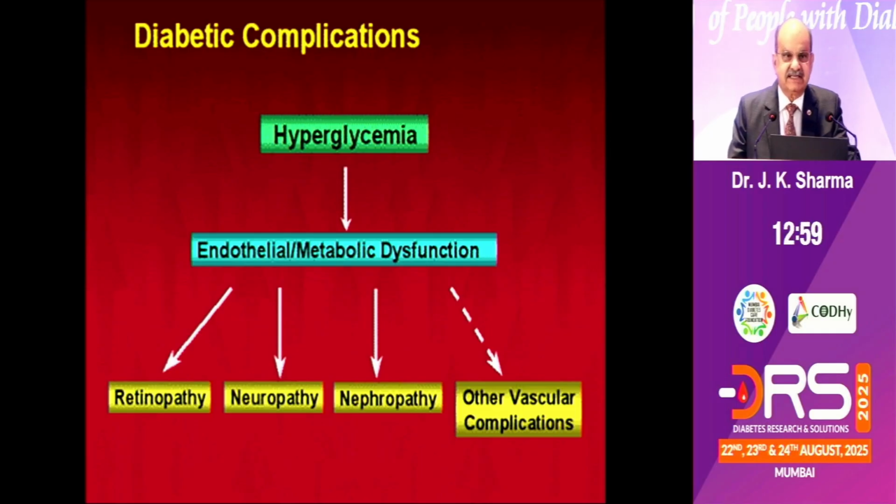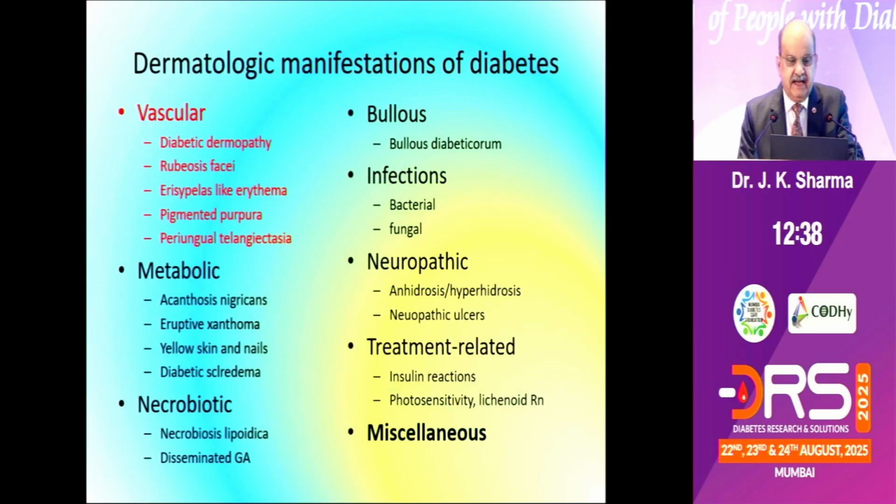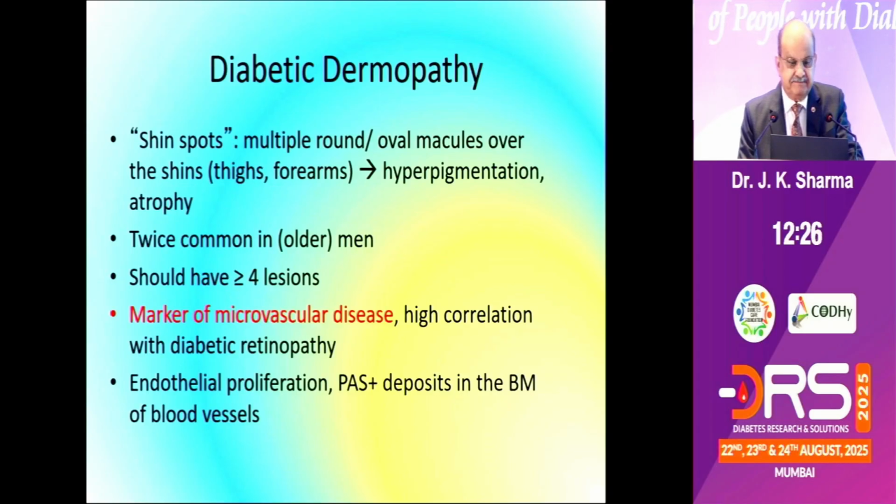And we can see that these are the basic things for anything related to the complications of diabetes in all systems. The pathways are different: the polyol pathway, the hexosamine pathway, protein kinase C pathway, and AGE pathway, but I will not go into detail about these. And we can divide them into vascular, metabolic, necrobiotic, bullous, infections, neuropathic, treatment related, and the miscellaneous. And I'll take you through one by one.